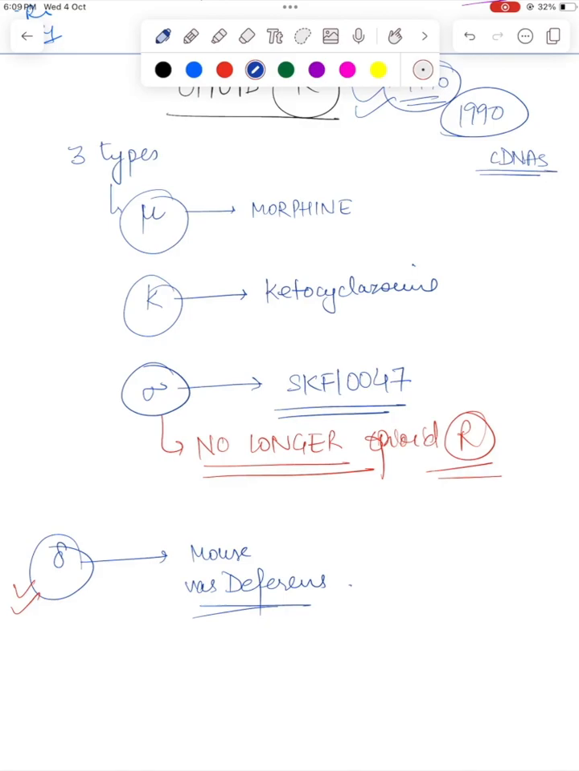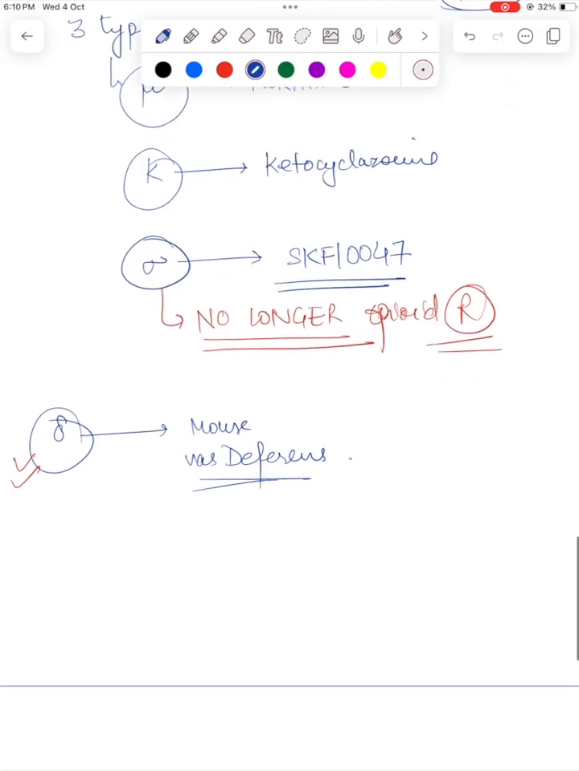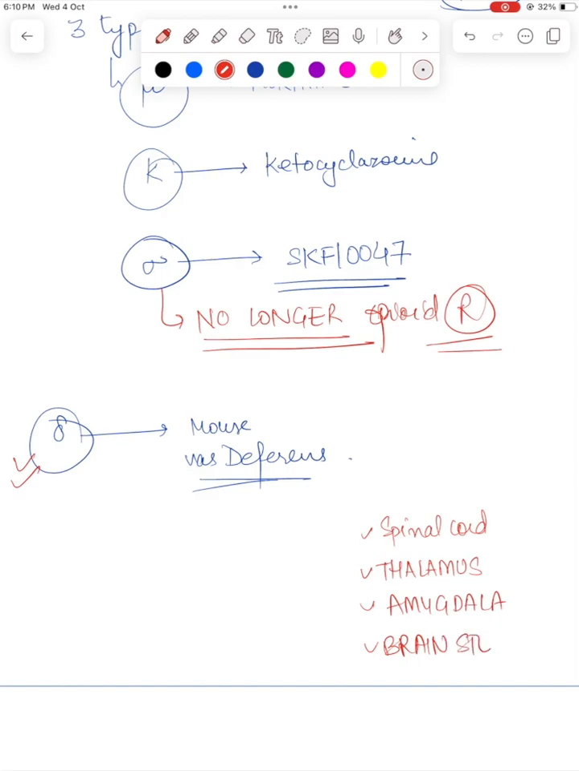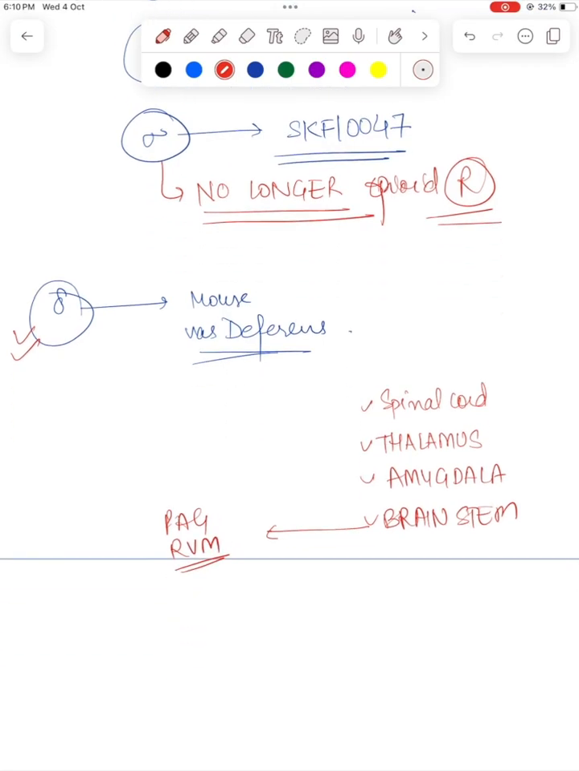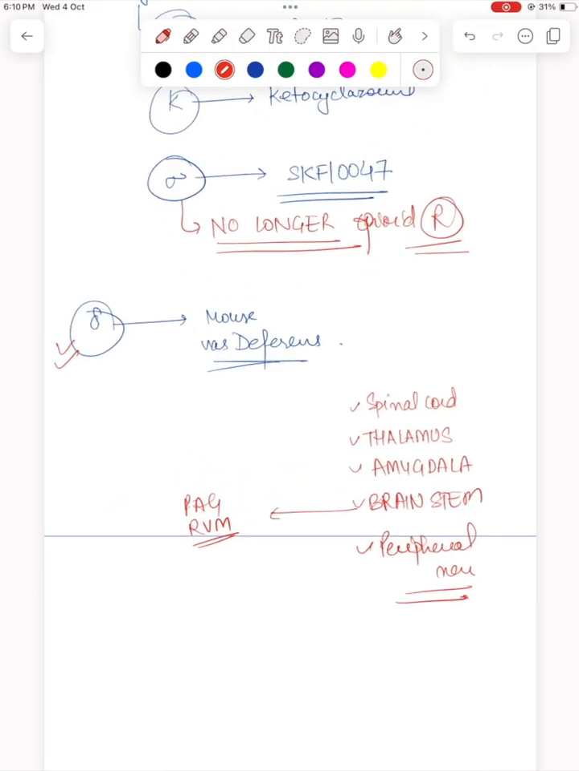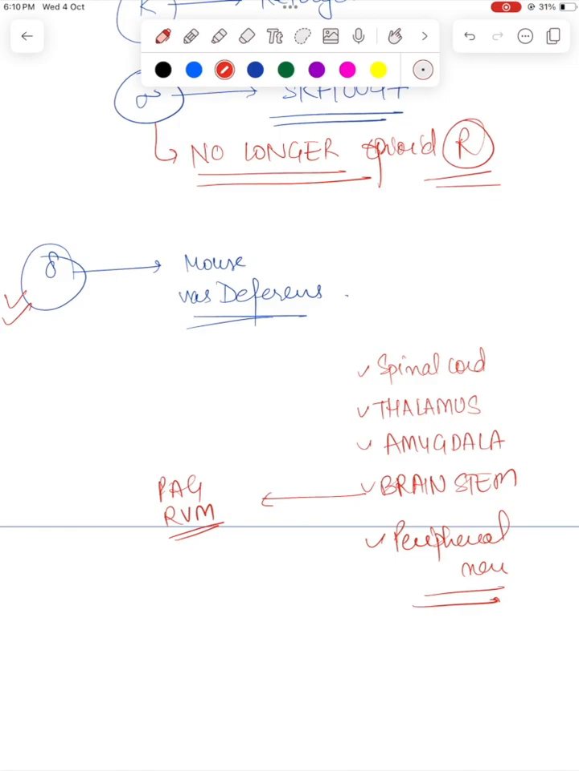Now, opioid receptors are present all over the central nervous system and the peripheral nervous system. But there are certain important sites where they are present in very high concentrations. The highest concentration of opioid receptors will be found in the spinal cord, in the thalamus, in the limbic system of the amygdala, in the brainstem, specifically the periaqueductal gray and rostral ventromedial medulla, and also the peripheral nerves. These are the sites where opioid receptors are present in maximal concentrations, and these are the sites of action where opioids act.